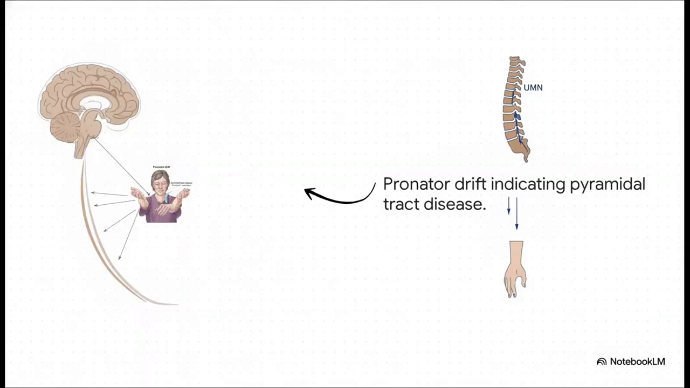Pronator drift is an incredible, highly specific physical exam finding that points straight to pyramidal tract or upper motor neuron disease. Have the patient extend their arms, palms up, and close their eyes. If one arm pronates and starts drifting down, you've got a definitive upper motor neuron clue localizing right to the central nervous system.